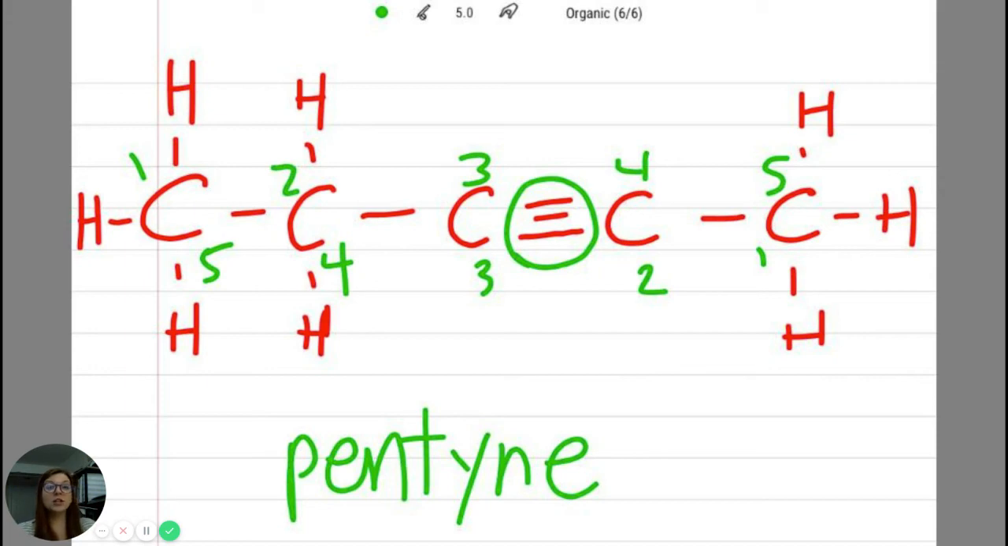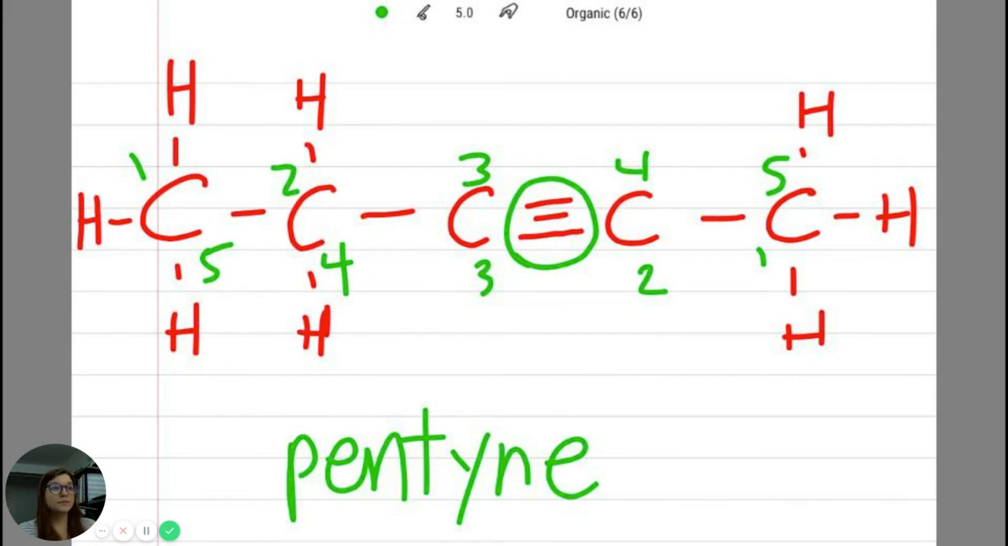So I need to give the location of the triple bond, and I give it with a number. I give it its carbon number. So because I have numbered this molecule both forwards and backwards, what that does is it accounts for the fact that these molecules can flip around.